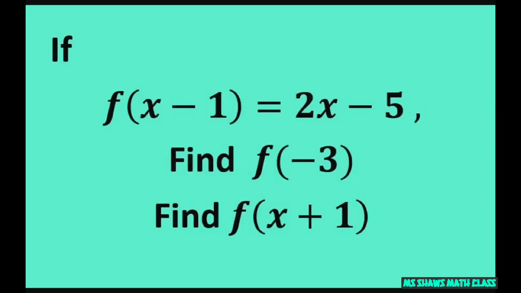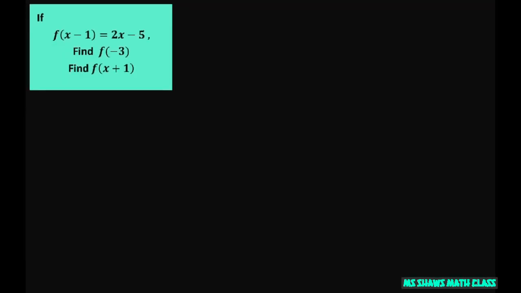Everyone, if f of x minus 1 equals 2x minus 5, we're going to find f of negative 3 and find f of x plus 1. All right, so for the first one, f of negative 3, we want this portion here to equal negative 3. And our input is our x.